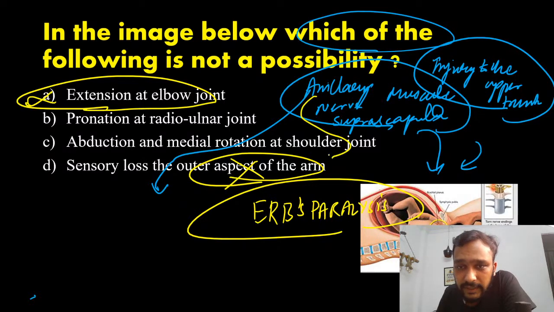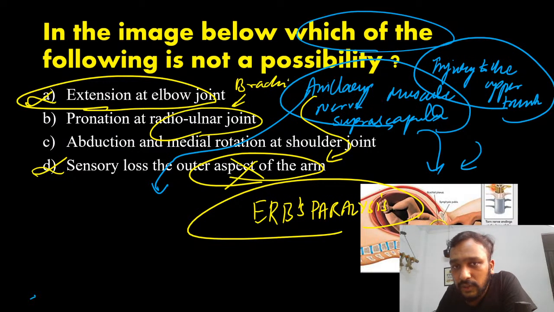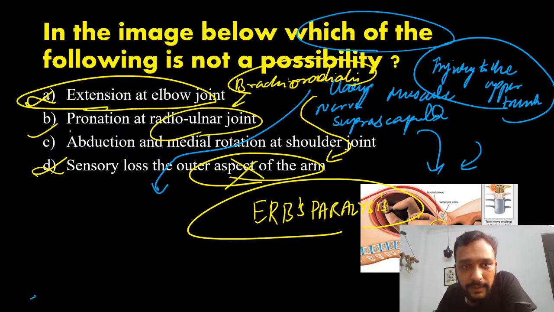Because the sensory part of the upper outer aspect of the arm is supplied by your axillary nerve, that is why there will be a sensory loss. Brachioradialis muscle is also affected in Erb's paralysis. Because of this, there will be pronation at the radio-ulnar joint.